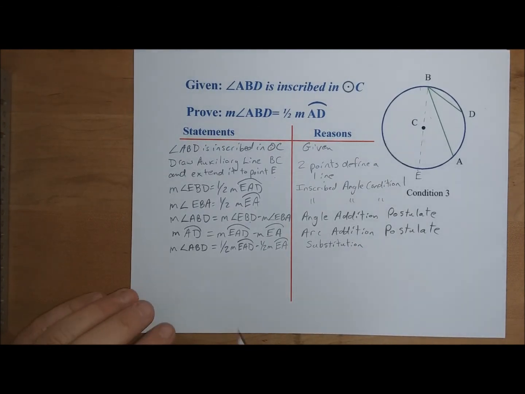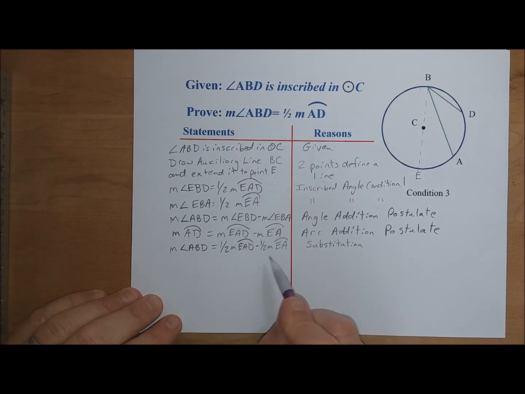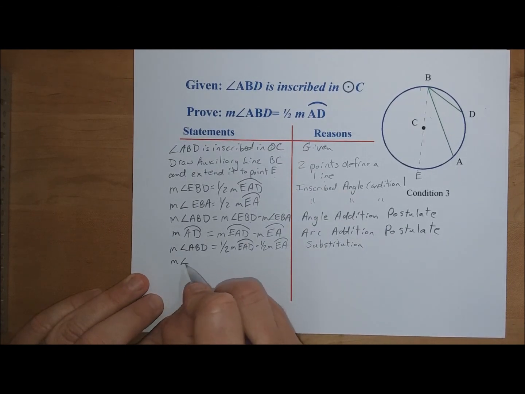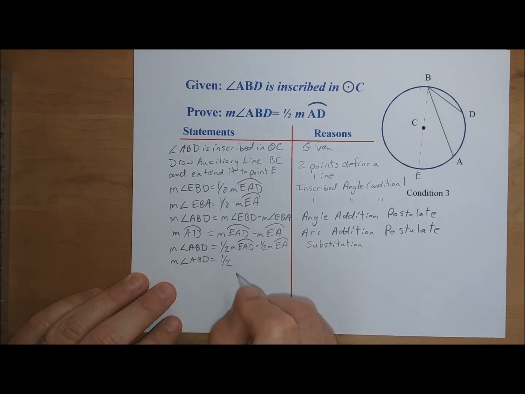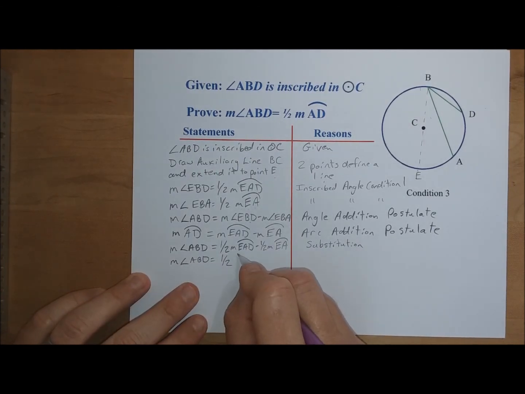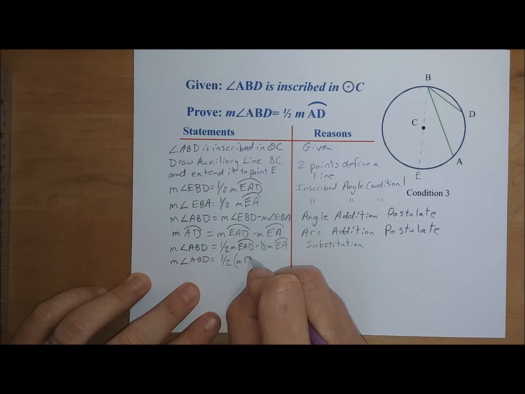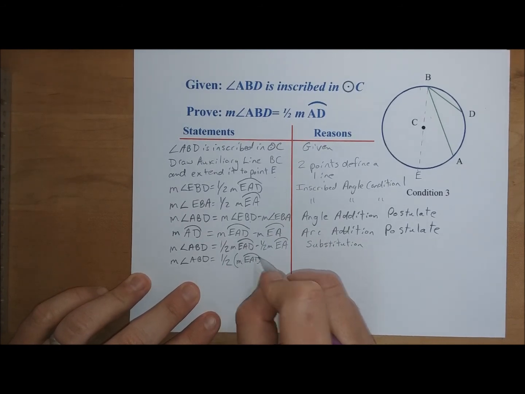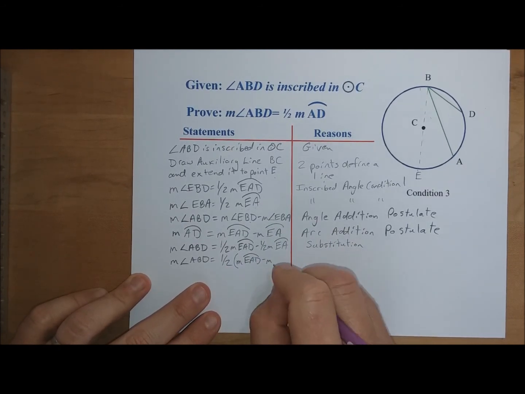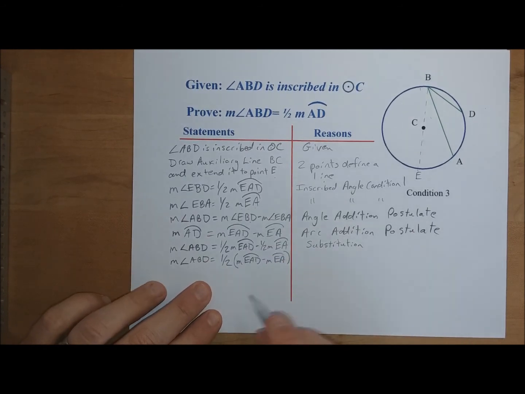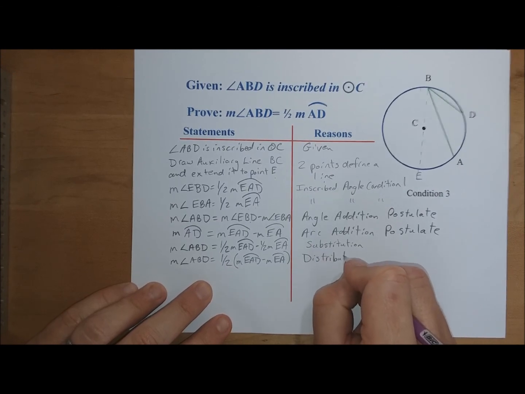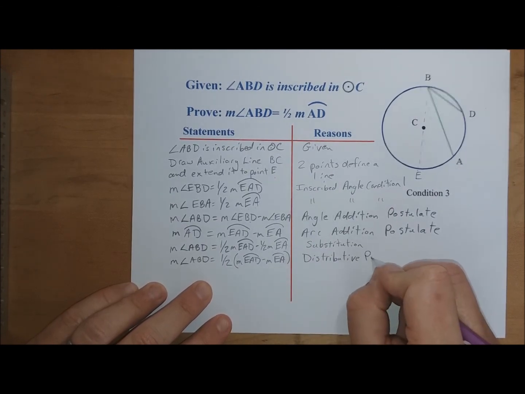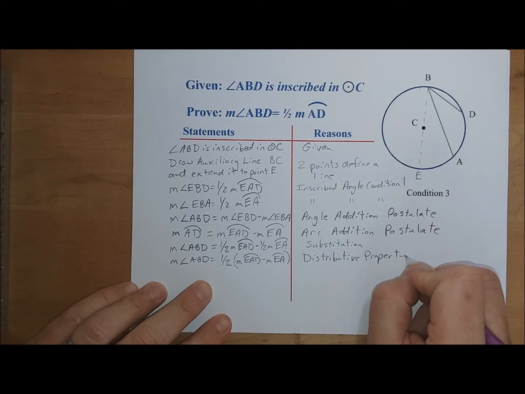Good. I think maybe I can factor something out here. I could rewrite this and say the measure of angle ABD equals, let's factor a 1/2 out of each of these terms, and we'll have left over the measure of arc EAD minus the measure of arc EA. Okay, what did we do there? That's the distributive property when you factor something out. That's all you're doing is using the distributive property.